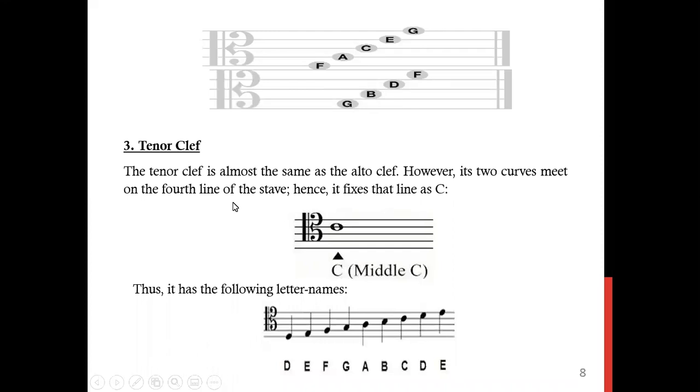Let's go to the tenor clef because of our time. The tenor clef is similar to the alto clef, but the difference is that now the center point of that B sign is going to be on the 4th line. Can you try to draw your own as well? The center point of that B shape is going to be on the 4th line, and that is going to be your C now.